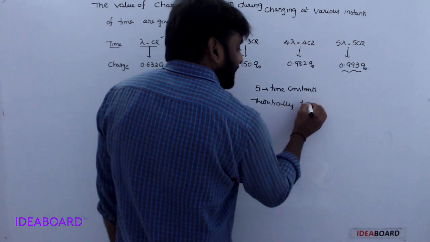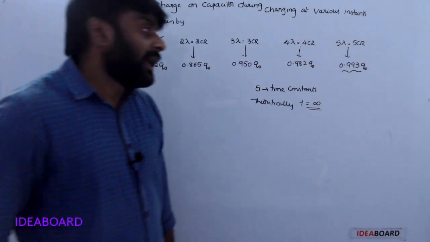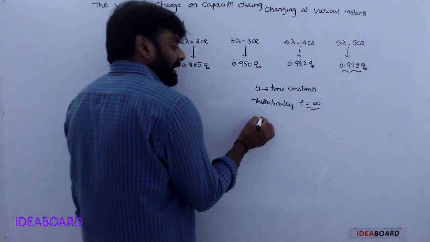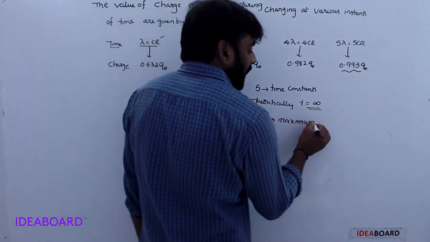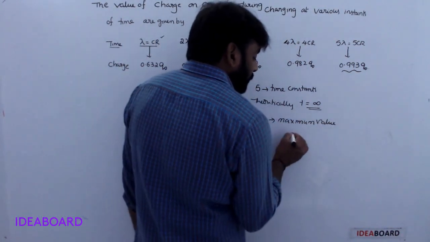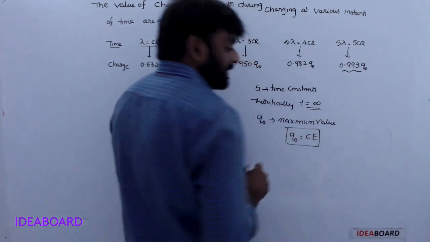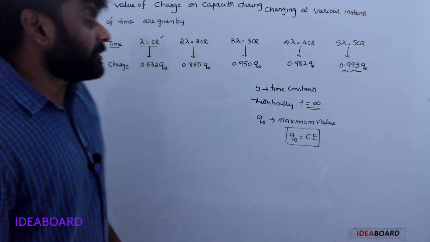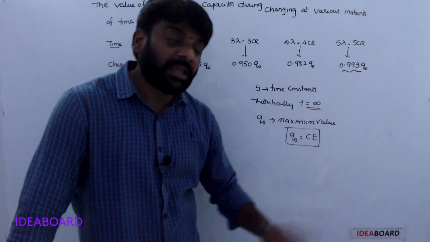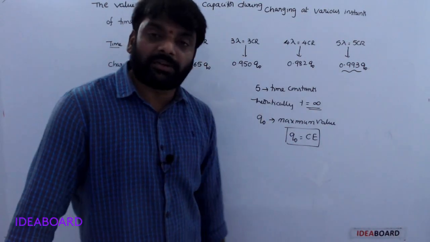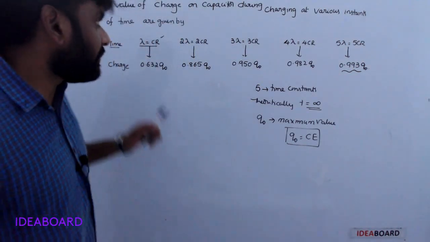Theoretically, at time t equal to infinity, it is the maximum value. Here, what is Q naught? Q naught is nothing but the maximum value, Q naught is equal to CE. Understood? So theoretically, at t equal to infinity, it reaches the maximum value. Practically, how many time constants are required? Five time constants are required. Understood?